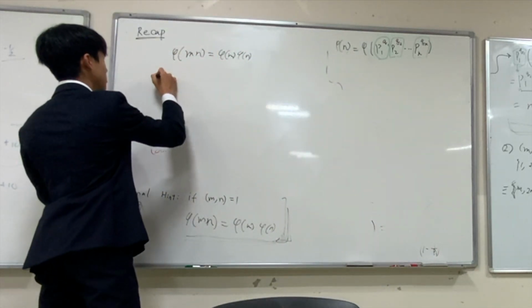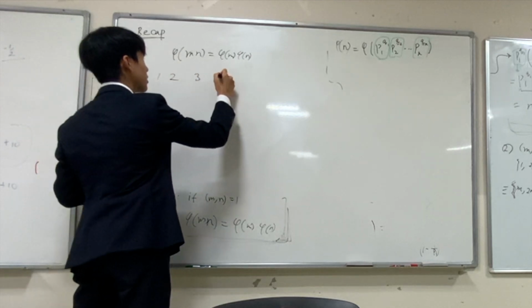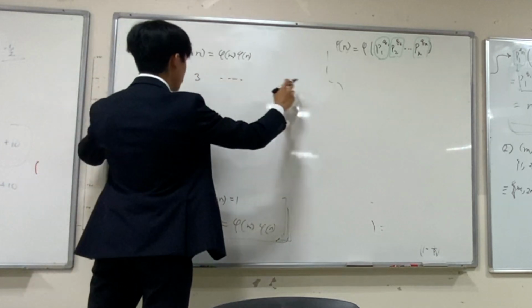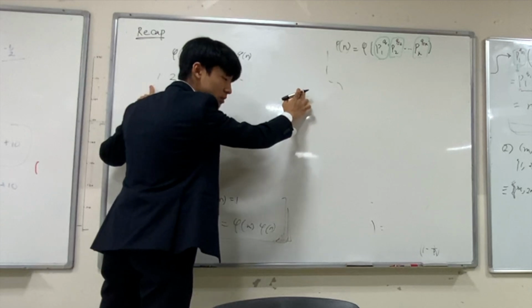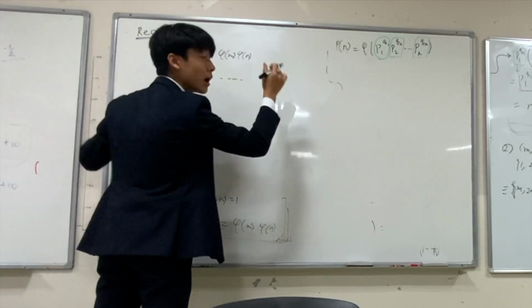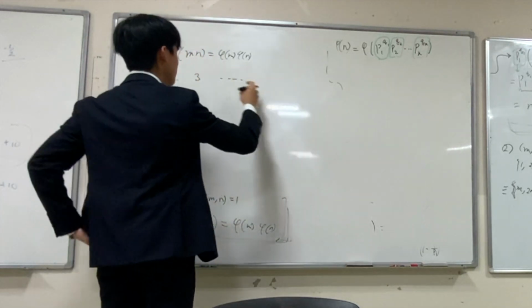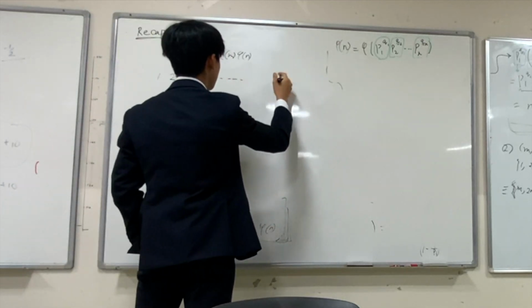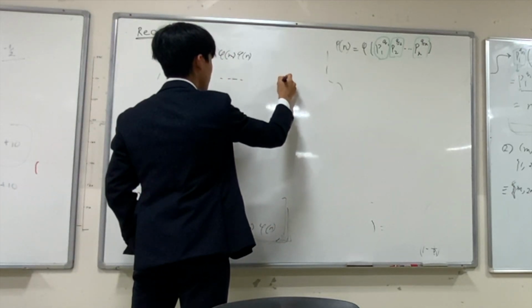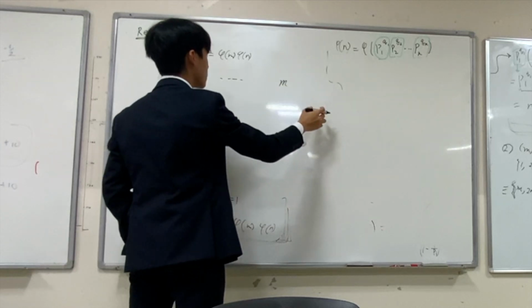Firstly, we start with 1, 2, 3, all the way up to, should we do n rows or m rows? Just m? N, okay. Let's do n rows. Which means that we should have m columns.